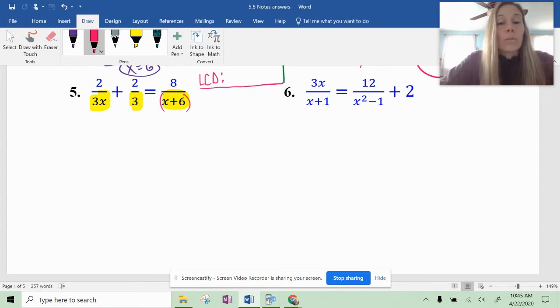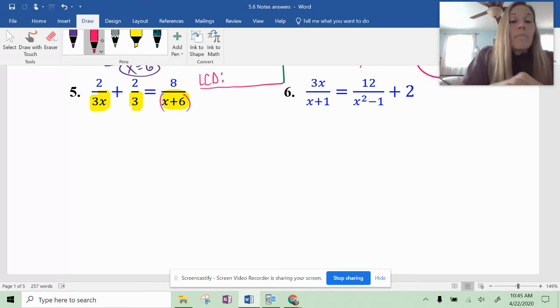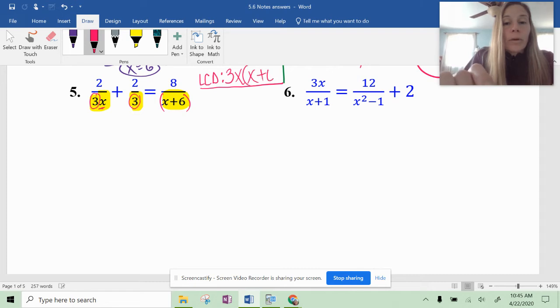So we know that that's going to be part of our LCD. But the monomial terms, you can kind of like look and see what they have in common. So they both have a 3. So we know we're going to need a 3. The first one has an x, so we're going to have to include that. And then we're going to have to include that binomial term of x plus 6.